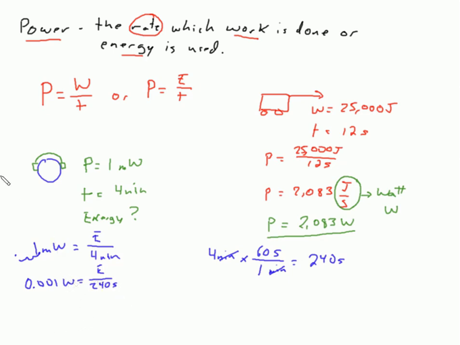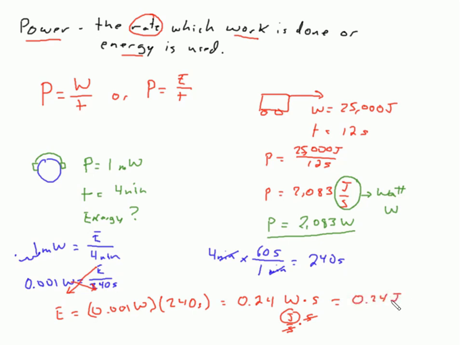Now we just want to go through the algebra. Let's just cross multiply. So my energy is equal to 1,000th of a watt times 240 seconds, and that equals about 0.24 watts times seconds. So remember what a watt is: joule per second, times seconds. Seconds cancel out and we get joules.